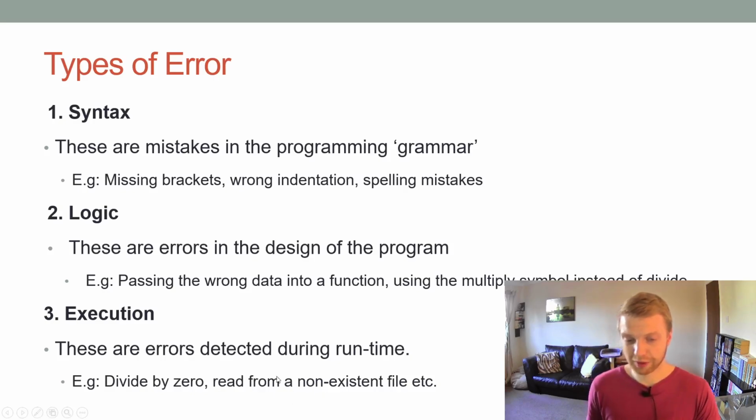Or more likely, should I say, it reads from a non-existent file. So maybe there's a spelling mistake in the file name. You could argue that's a syntax error, but say it tries to read from a file that's not on the little sidebar of REPL, which we've been using, that's an execution error, because it can't find the file. So yeah, that's the 3 types of error.